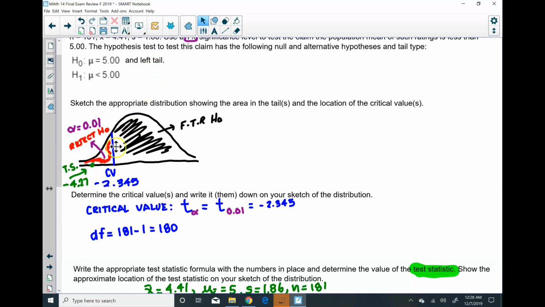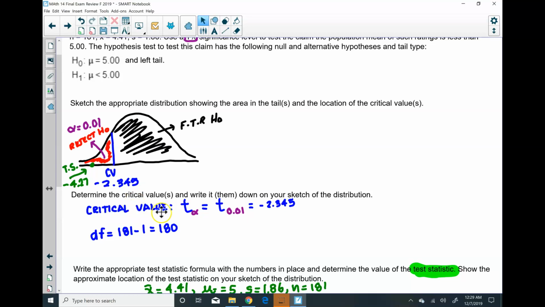Now, since we know it's a left tail, we're going to draw our bell curve, and then draw our left point here, and we can see in the purple here that the significance level has an area of 0.01. The next step is to determine the critical value and then write it down on your sketch of the distribution. Once we find the critical value, we're going to put it here.